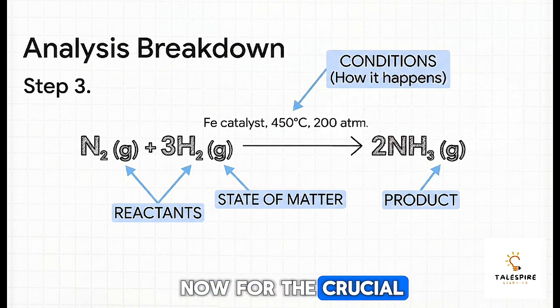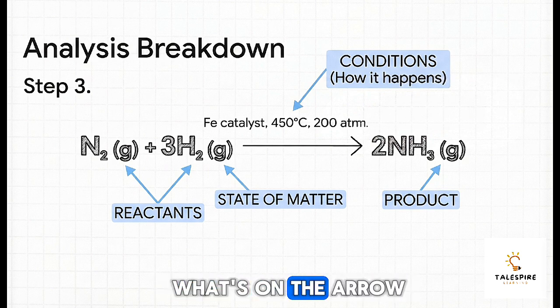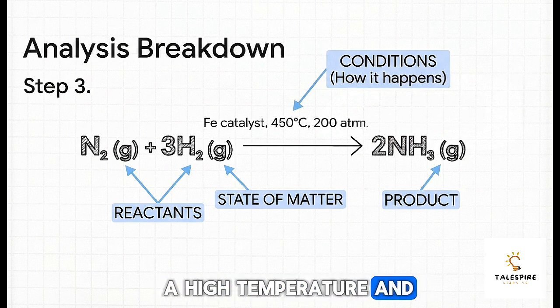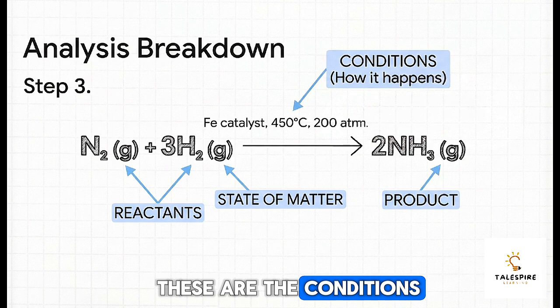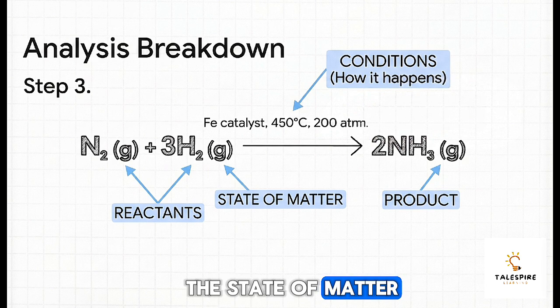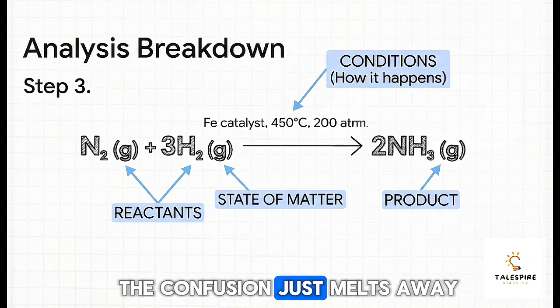And now for the crucial 3rd question. What's on the arrow? We see an iron catalyst, a high temperature, and high pressure. These are the conditions, the how. They are not reactants. And that little g just tells us the state of matter. It's a gas. It's just extra info, not a substance. See? When you break it down like this, the confusion just melts away.